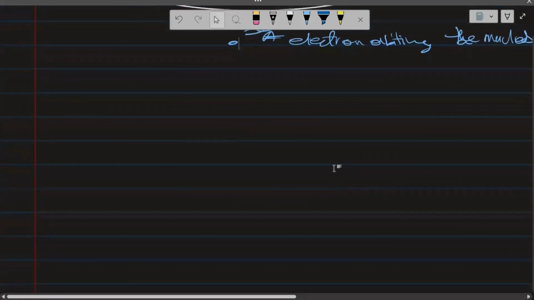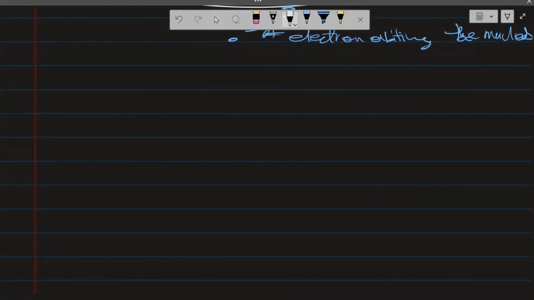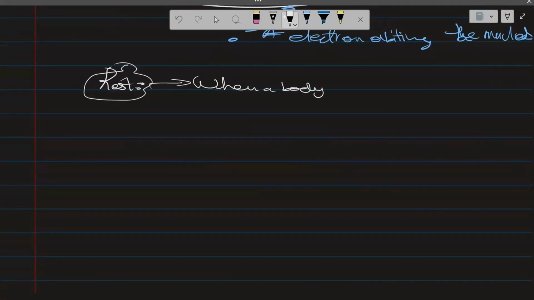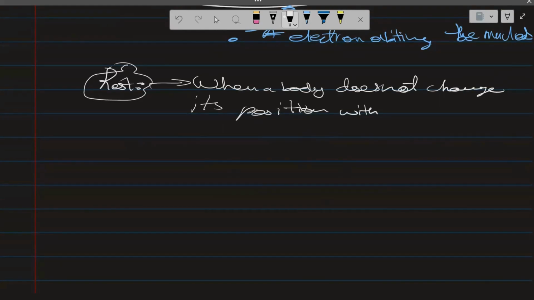Now let's do rest, which is the opposite thing of motion, okay? Let me write this, rest. So basically, what is rest? Rest is actually when a body does not change its position with respect to its surroundings, okay? So this is the definition of rest.